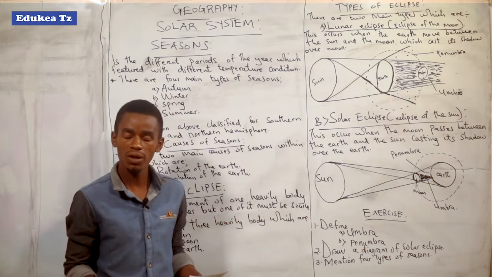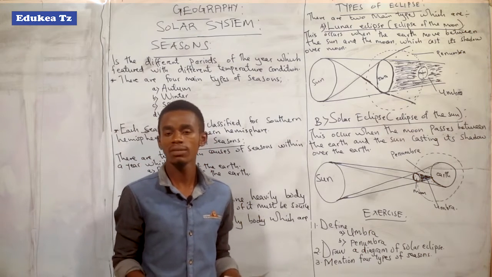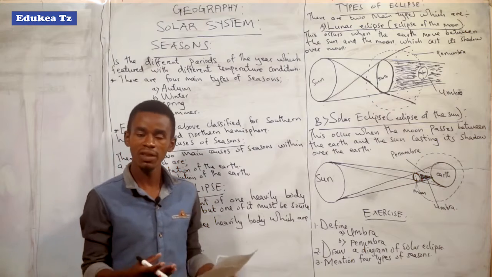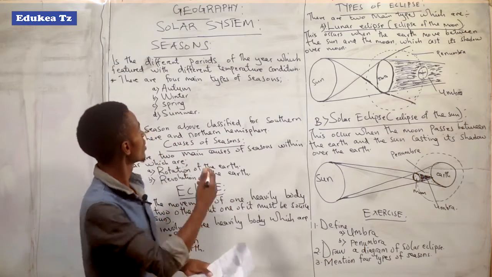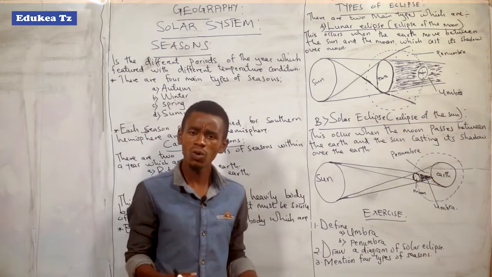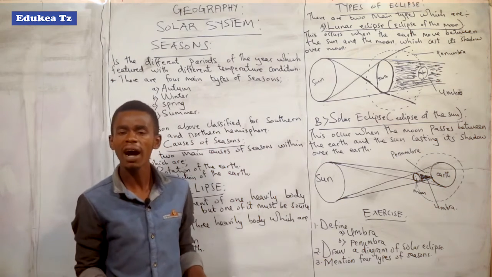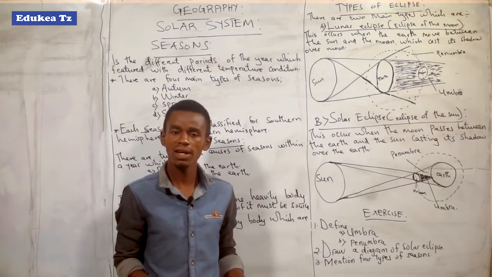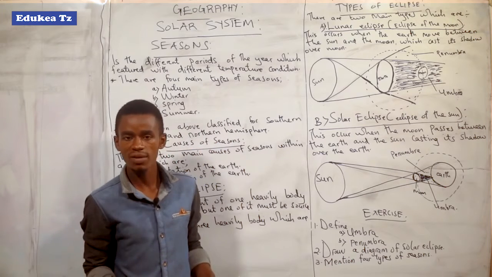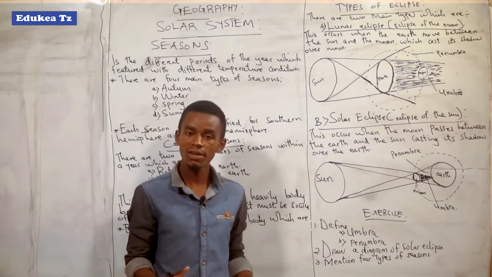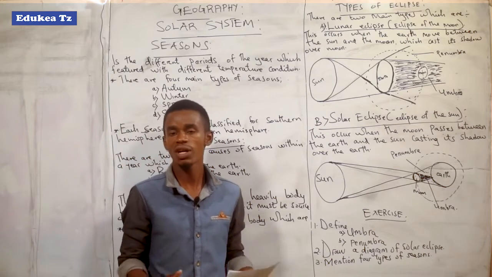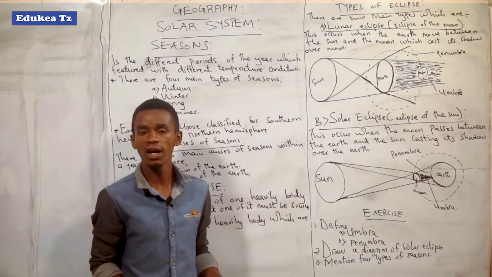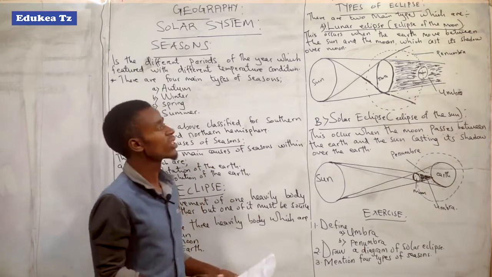For example, there is spring time, winter time, and autumn time. Generally we call all of these seasons. At other times there is high temperature, other times low temperature, other times high rainfall, and other times low rainfall. The different climatic conditions that you get within a year are called seasons.